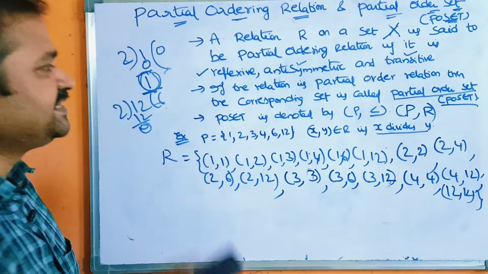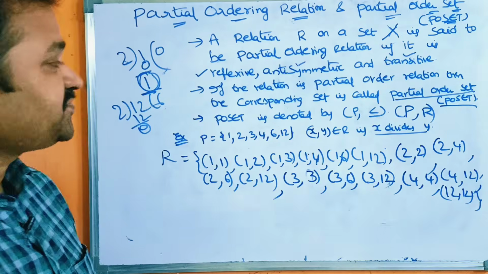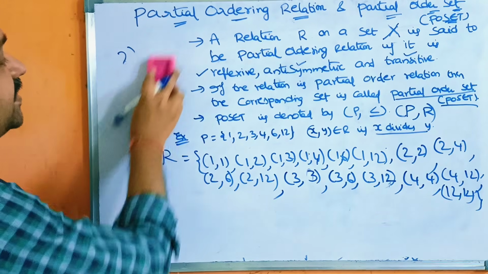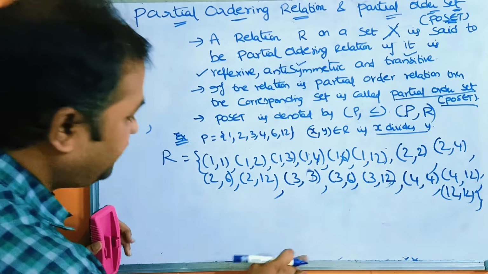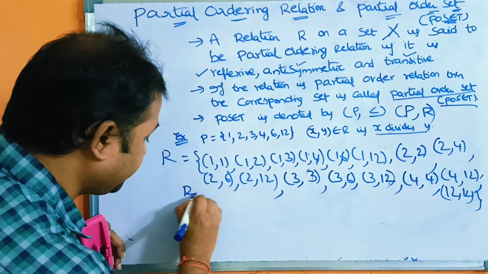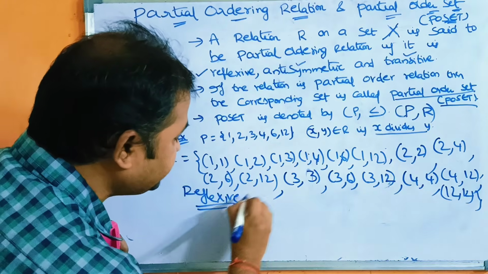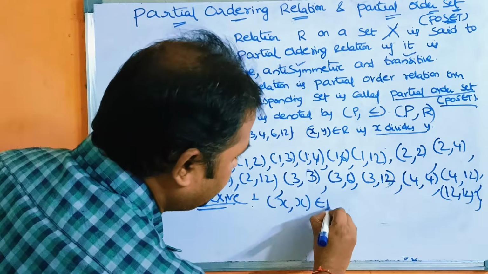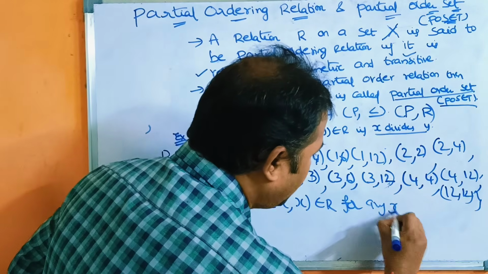Now let us check whether this is reflexive, antisymmetric and transitive or not. If it satisfies all those 3 properties, then we can say that the relation is what? That relation is a partial ordering relation. Okay. First let us see about the reflexive property. So what is a reflexive relation? x comma x should belong to R for any x belonging to the set.